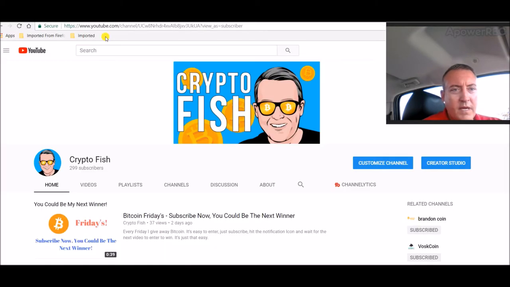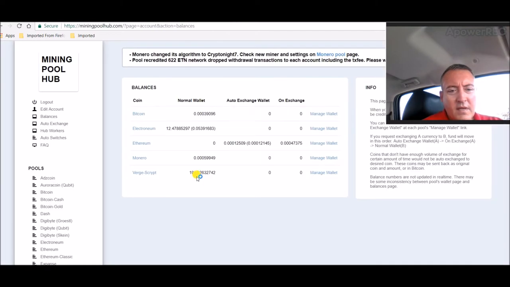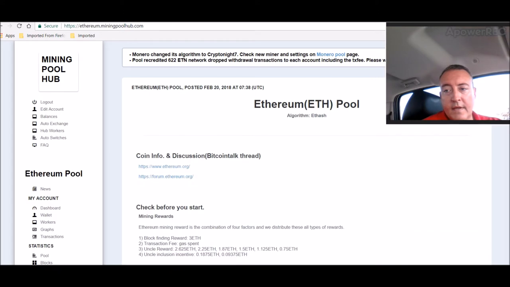Let's hop into Mining Pool Hub. As you can see, about another 57 Verge and we'll have another payout. Total Electroneum mined 12.47. Not a lot. That's been almost 2 weeks now mining, and that's all I've got. But it's only on my CPU, so it's better than nothing, I guess.